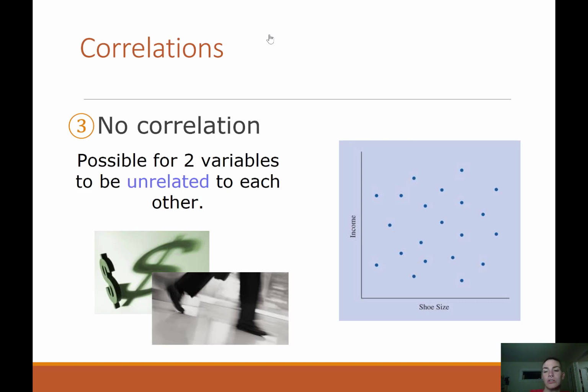I could draw a line here, I could draw a line here, I could draw a line here. Any one of those lines is equally descriptive of the relationship, or not very descriptive of the relationship, right? So there's no obvious trend here. So I say that it doesn't look like there's any correlation at all.